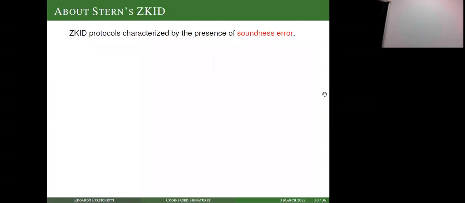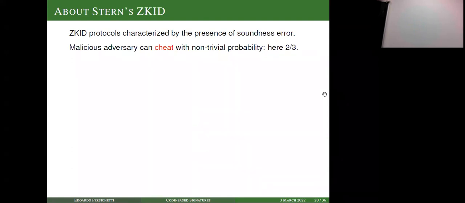What is typical about the zero knowledge protocol is that there's a soundness error. So there are two big parts of zero knowledge. One is the zero knowledge: you have to learn nothing. The other one is that the protocol has to be sound. What does soundness error mean? A malicious adversary can potentially cheat. He can pretend to know the secret and maybe succeed in some cases.